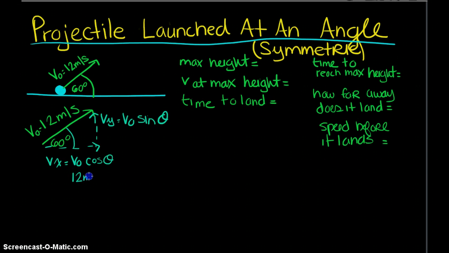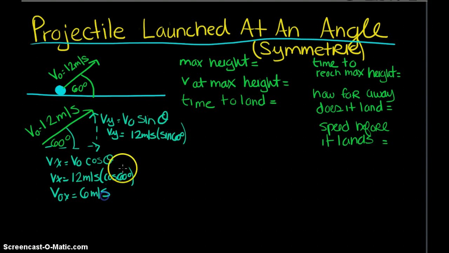All right, so here we go. This one will be 12 meters per second times the cosine of 60 degrees. And this one will be 12 meters per second times the sine of 60 degrees. So over here, we find that the x component of the initial velocity, so Vox, is 6 meters per second. And over here, the initial velocity in the y direction, the y component of this initial velocity, is about 10.4.